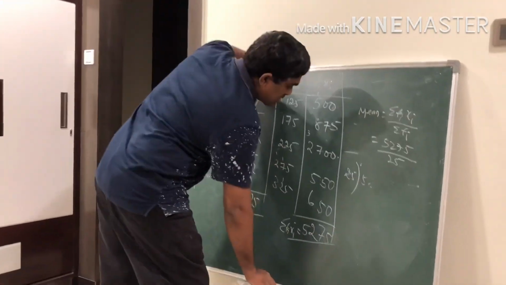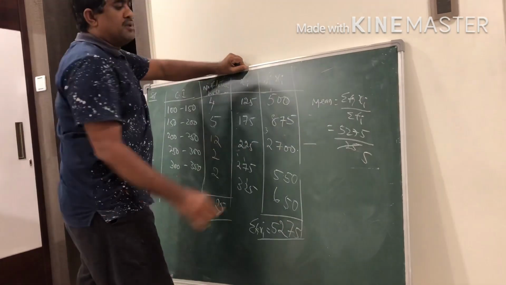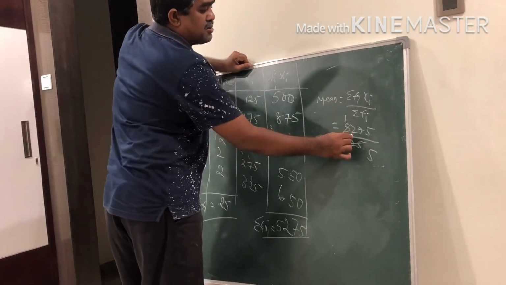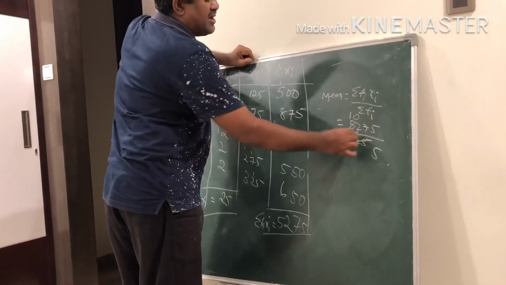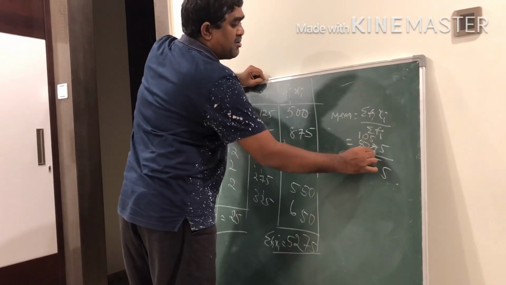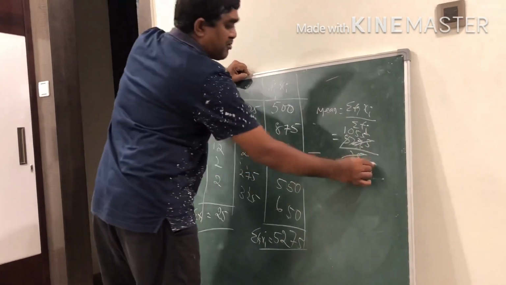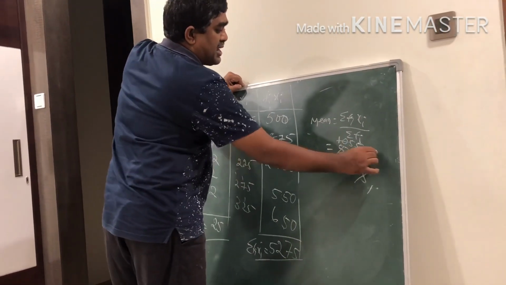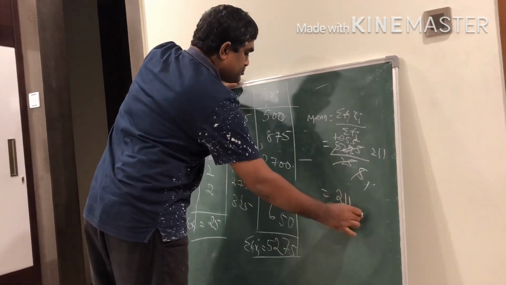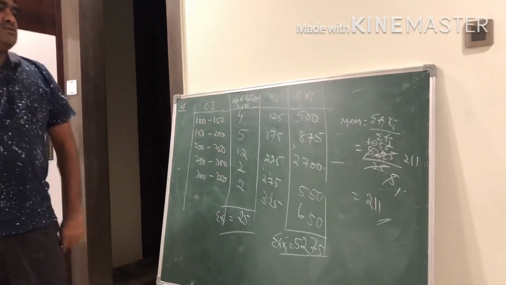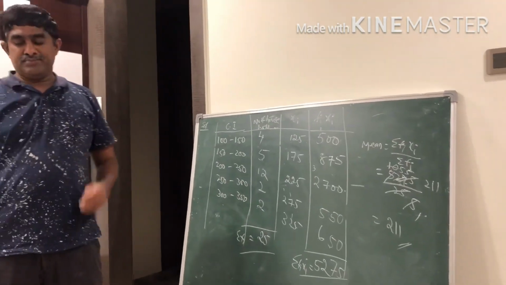5275. Or you can cancel with 5 first of all. 5 5s are 25, 5 1s are 5. Bring down 2, 7, 5 5s are 25. Again 5 5s are 25, 5 2s are 10. So how much? 211. Okay children? 211. Note down, children, this one.